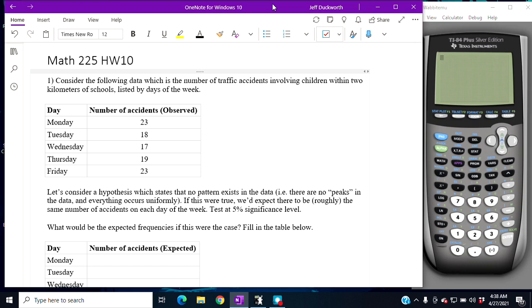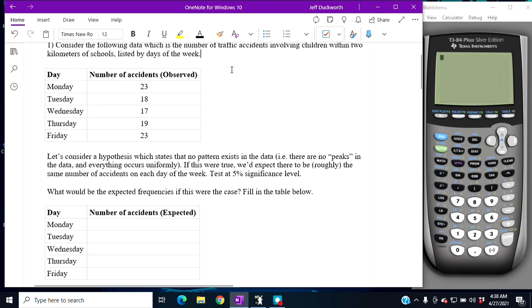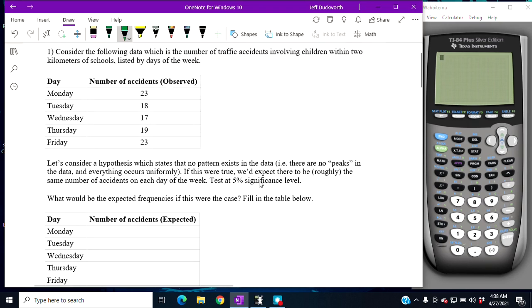Let's consider a hypothesis which states that no pattern exists in the data, i.e. there are no peaks in the data and everything occurs uniformly. If this were true, we'd expect there to be roughly the same number of accidents each day of the week. So we're going to test it at 5% significance. So that's our alpha right there. And if you add these up here, we have n equals 100. So that'll come in handy here.